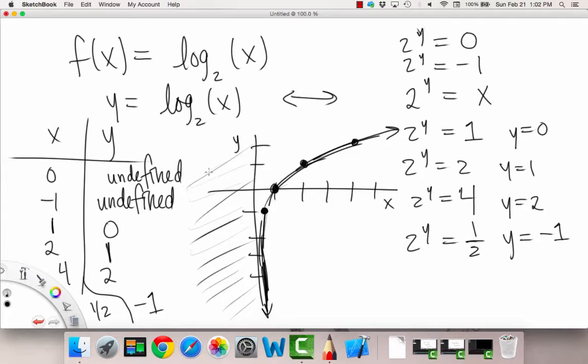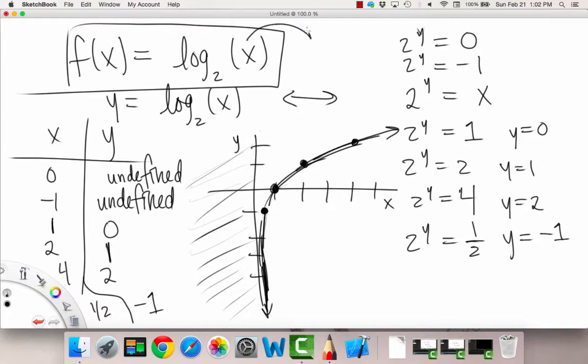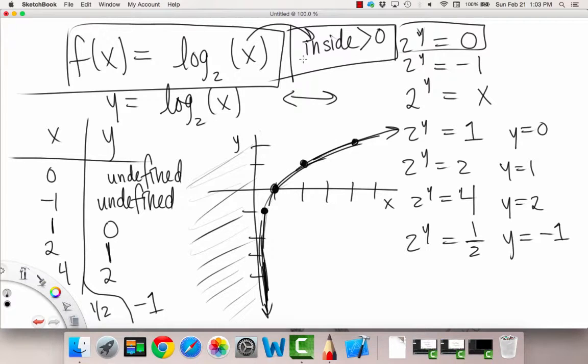It's undefined all on the left side when x is negative. This is a really important rule: whatever's inside your logarithm must be greater than 0, strictly greater than. It can't be equal to, because we noticed here that that doesn't work. There is no such y that this equation is fulfilled. Therefore, the inside of any logarithm must be greater than 0.